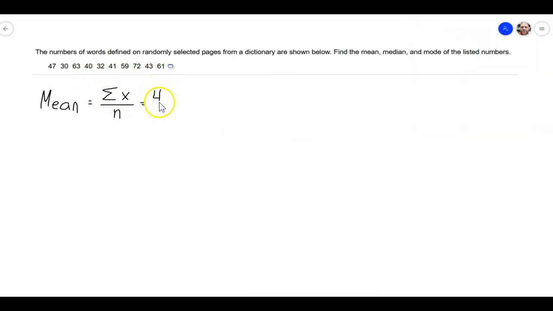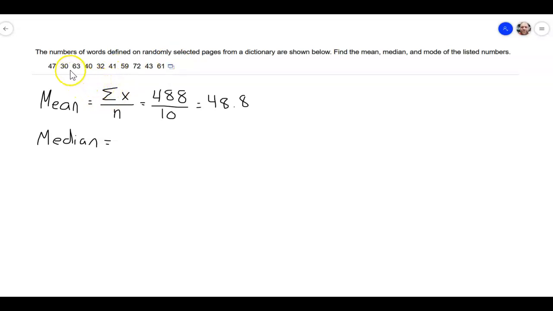So that would be 488. And then we're going to go ahead and divide that by 10. And that's going to give us a mean of 48.8 words. All right. For the median, what we want to do is find the middle number. That's what the median means. It's the middle number. And for that, we're going to put these numbers in chronological order, usually from smallest to largest.